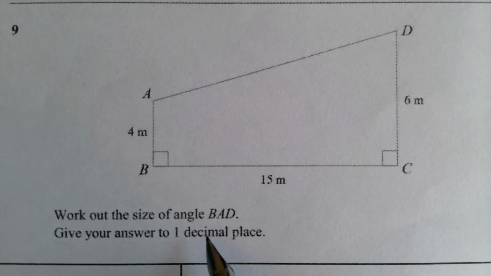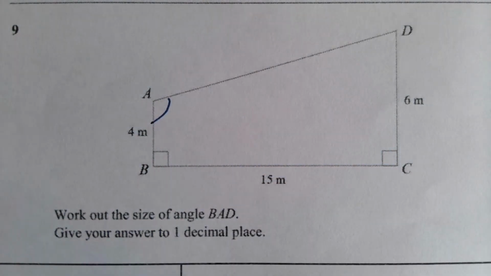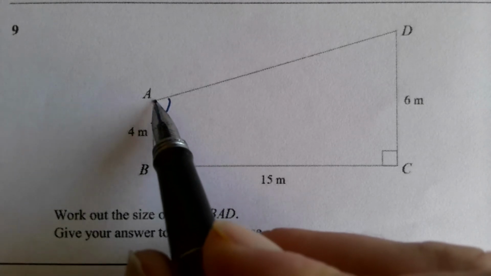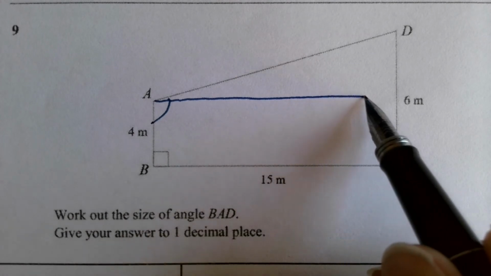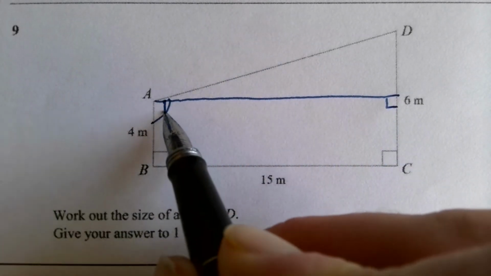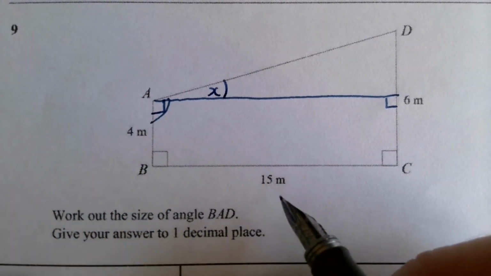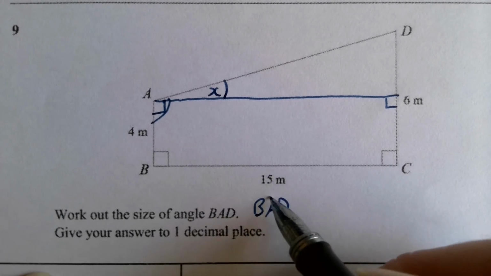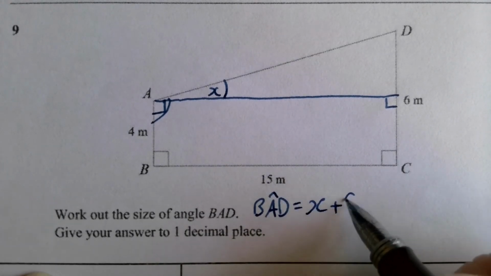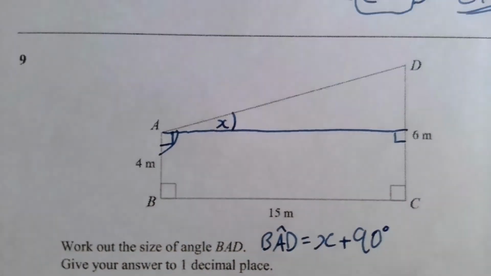Right, working out the size of angle BAD. So, that's that angle there. Well, pause the video and give it a go. It's about being creative. You need to draw an imaginary parallel line across there, because that'll give us a right angle there and there. And if I call that X, I can say that BAD is going to equal X plus 90. And then I need to use SOH CAH TOA to work that out.